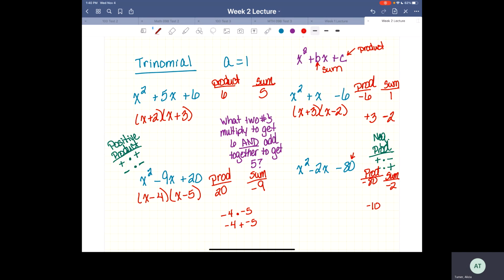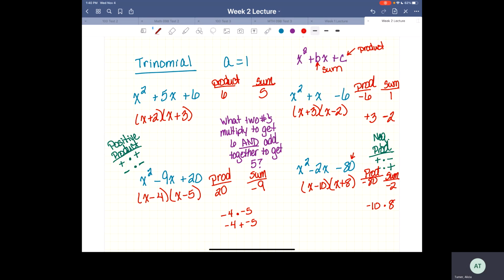So 10 and 8 give me 80. I'm going to make the 10 negative. I'm going to make the 8 positive. Multiply those together, I do get negative 80. Add those together and I do get negative 2. So my numbers are x minus 10 and x plus 8. Okay.